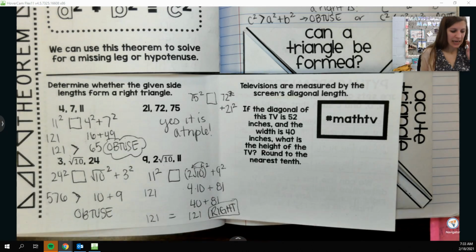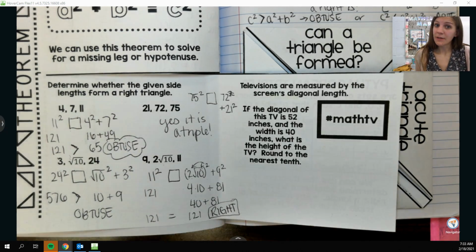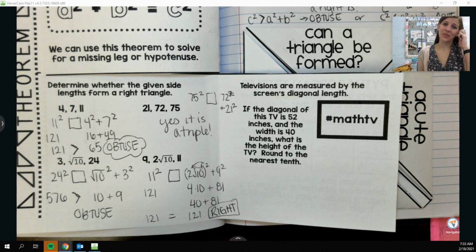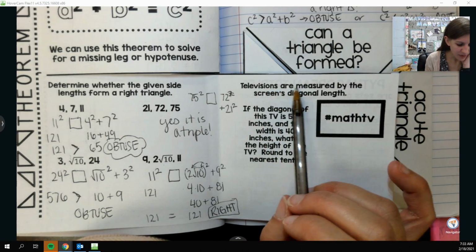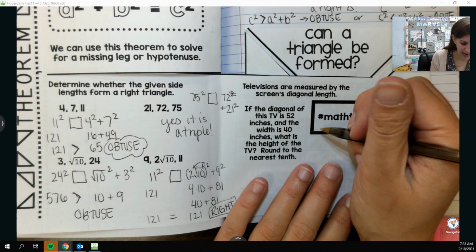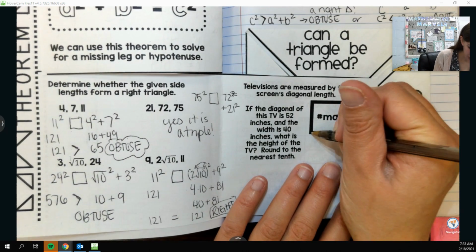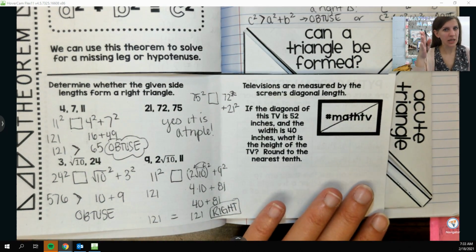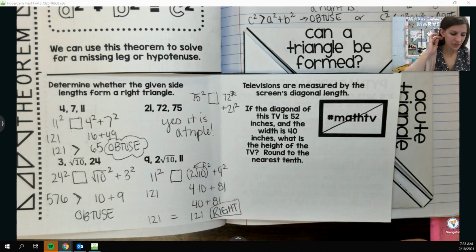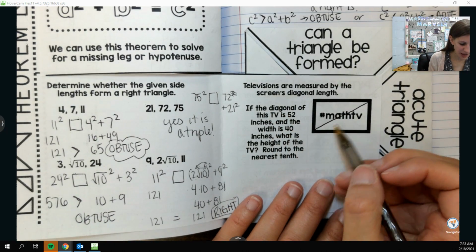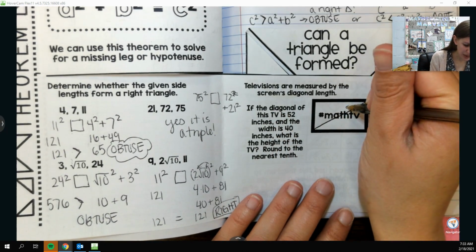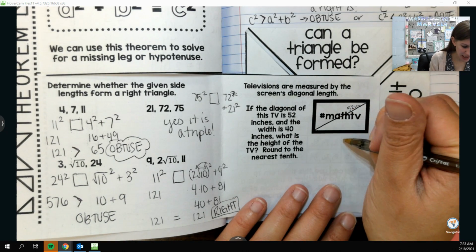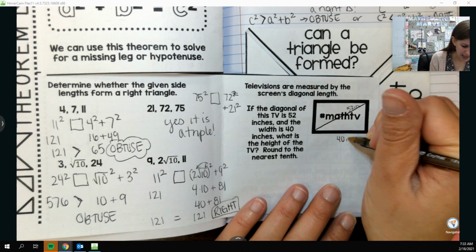And one last one to try here. I don't know if y'all knew this, fun fact. I didn't know this until a couple of years ago. Well, more than a couple, like 10 years ago. But televisions were measured by the screen length's diagonal. So when you go buy a 65-inch TV, it's not how long it is or how tall it is. It's the diagonal of it. So if the diagonal of this TV is 52 inches and the width is 40 inches, what is the height?